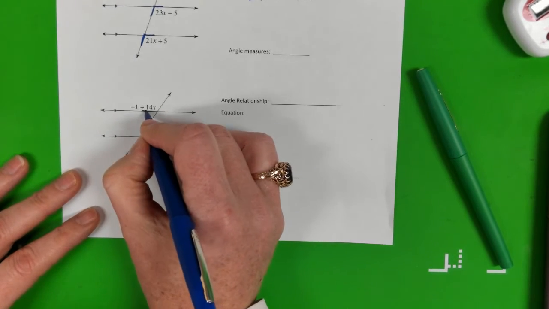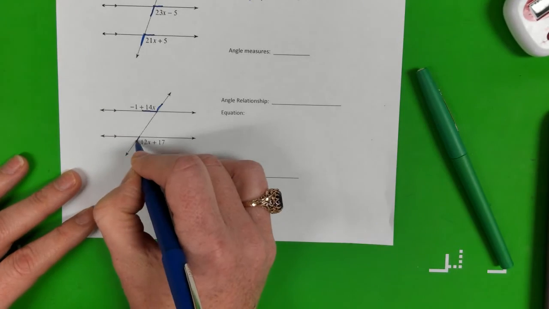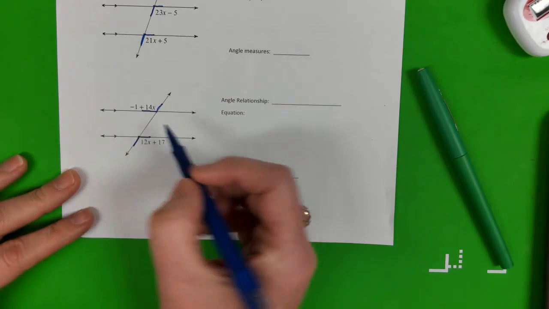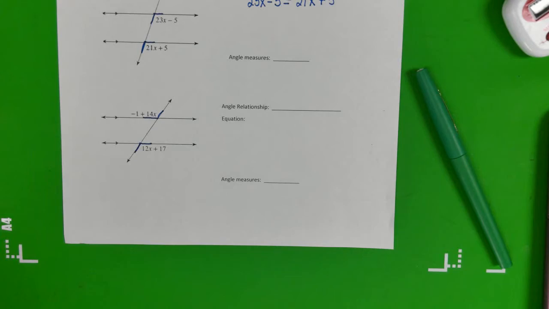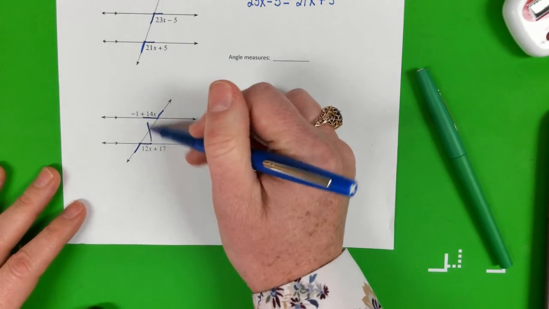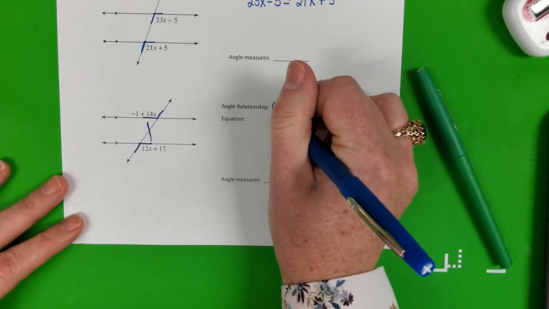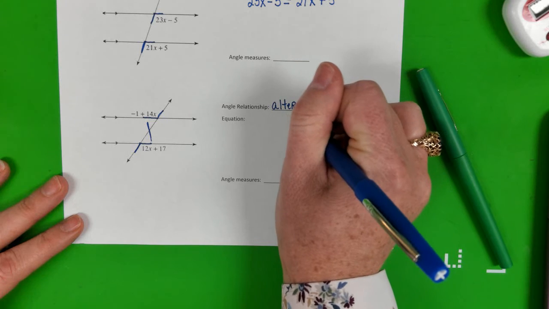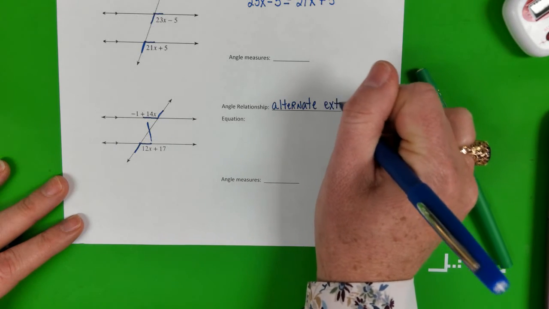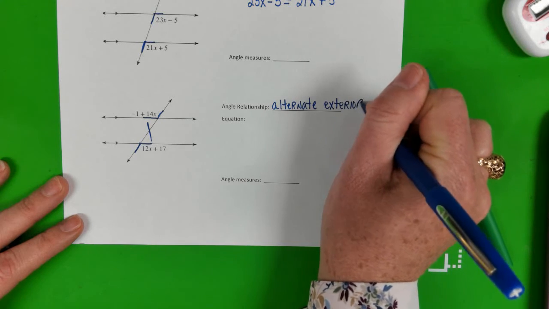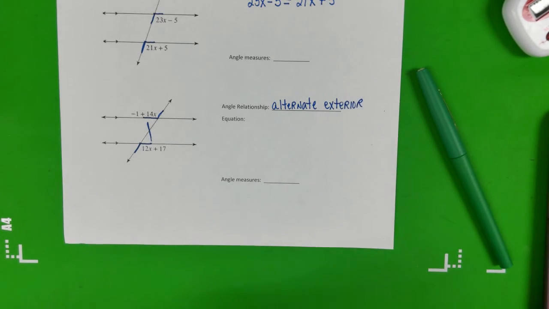We have an angle right here and an angle right here. Notice both of these are outside my parallel lines. So these are exterior angles. They're diagonal from each other. So these are alternate exterior angles, because we have to recognize what they are and we have to recognize if they're congruent or not.